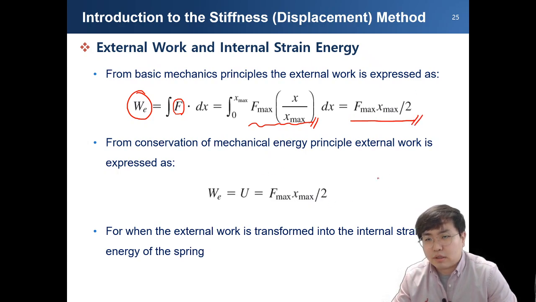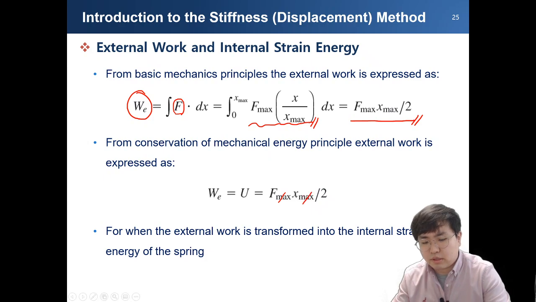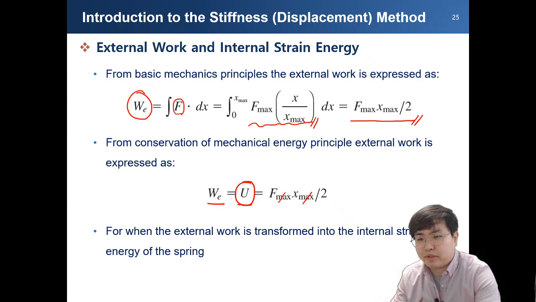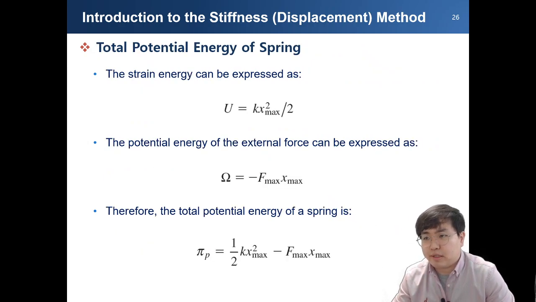It's a very simple case here, so you don't neglect this subscript of the max. This part is external work, but this external work is exactly the same as what is stored in the solid structure, which means it is a stored energy. So this becomes the internal strain energy part of the spring system. From the spring relationship, we can change F into kx, so this part becomes half kx squared.